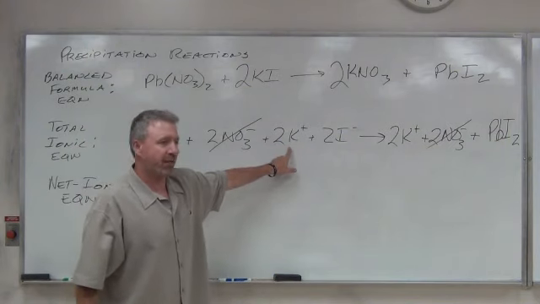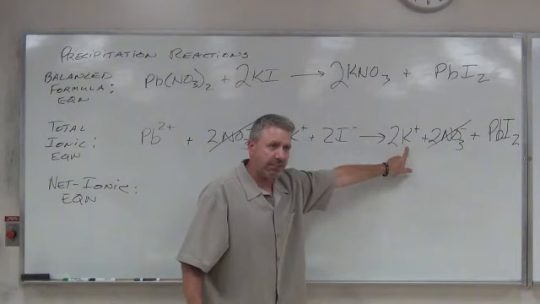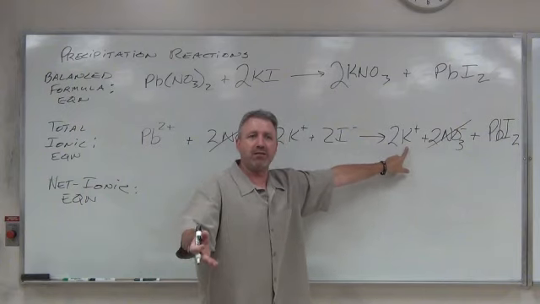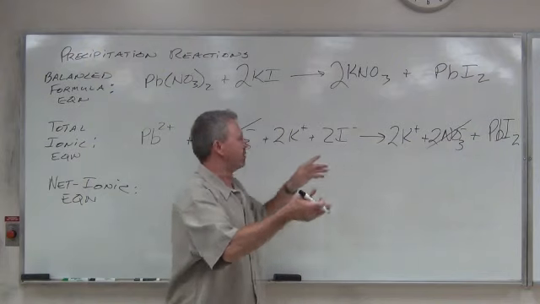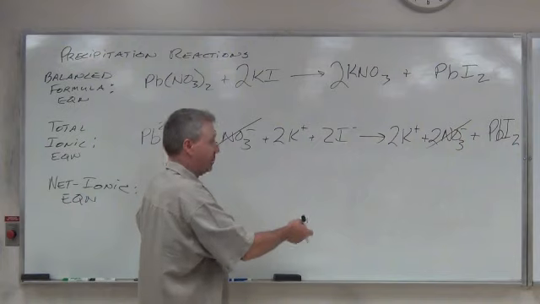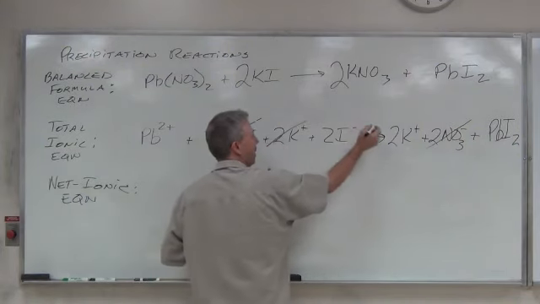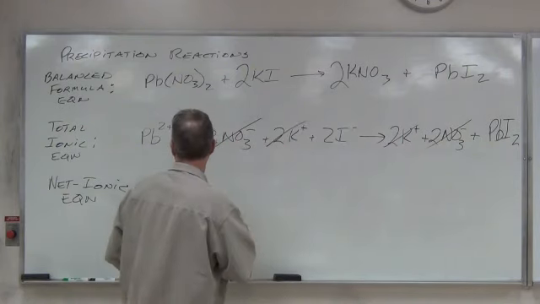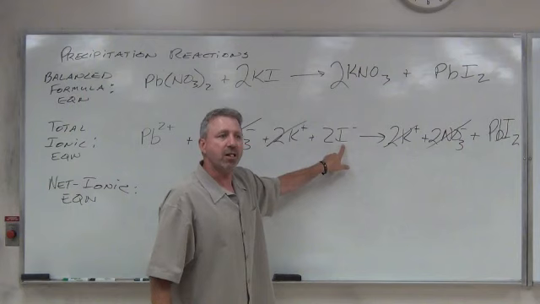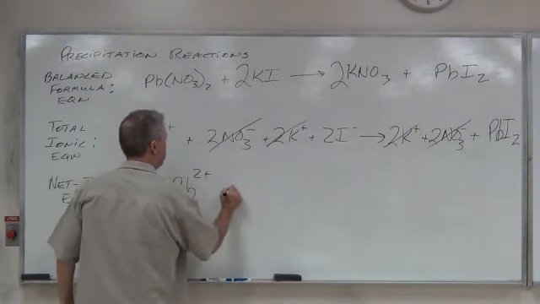2K+, is that on the right side? Yes. Incidentally, if you only had 1 K+ over here, but you had 2 K+ on the other side, go back and balance. You made an error balancing. Because when you balanced, literally, you said the number of particular ions on one side equal the number on the other. So we can draw a line through that. I minuses, do I have any? No. Bring down what's left.